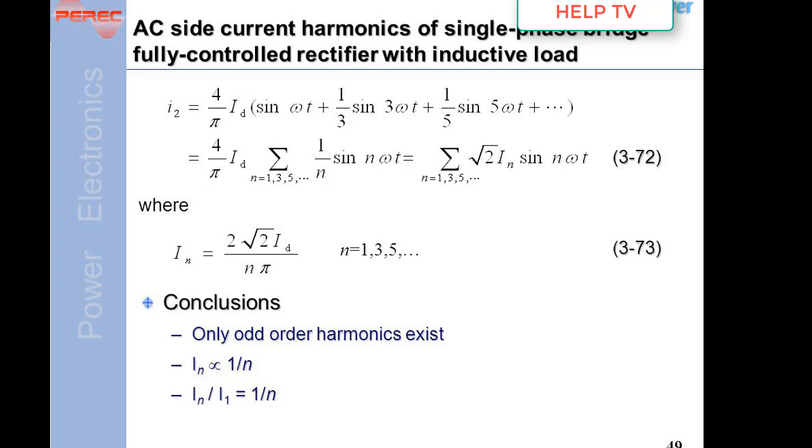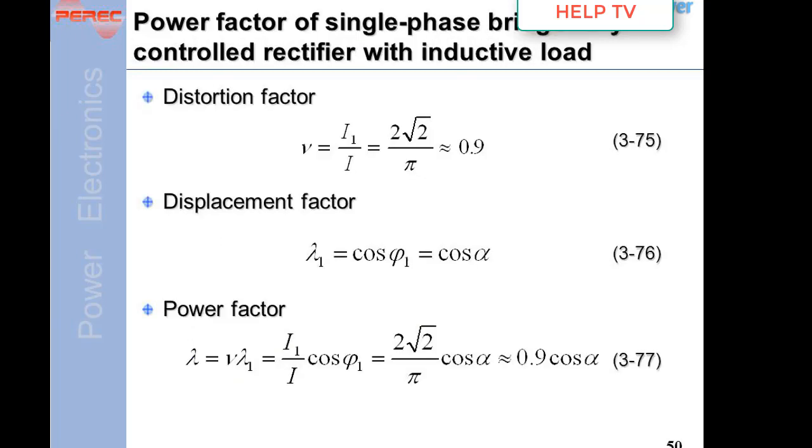Where n equals 1, 3, 5. Conclusions: only odd-order harmonics exist. In equals I1/n. Power factor of single-phase bridge fully controlled rectifier with inductive load.